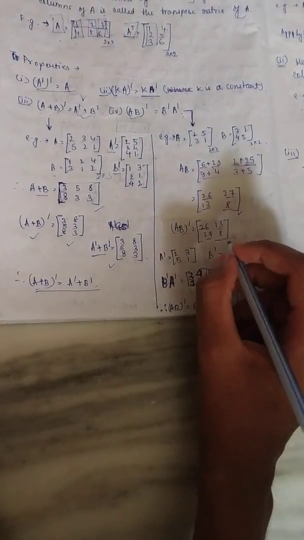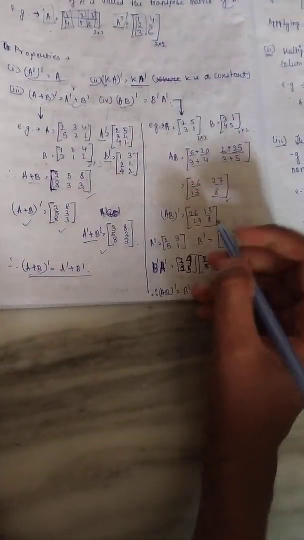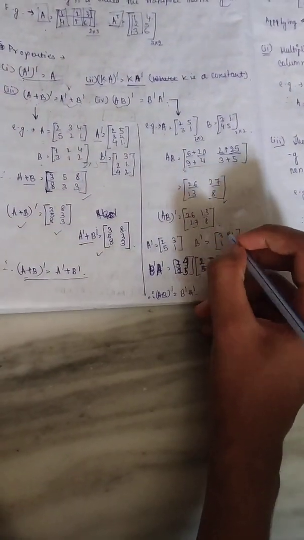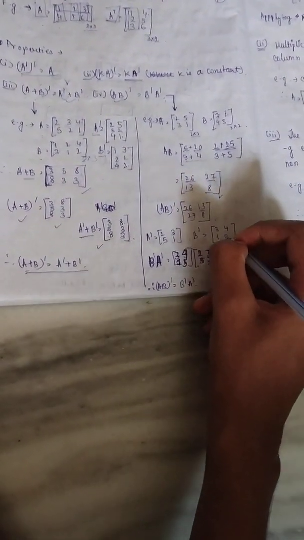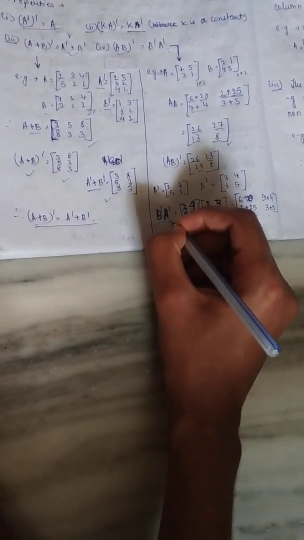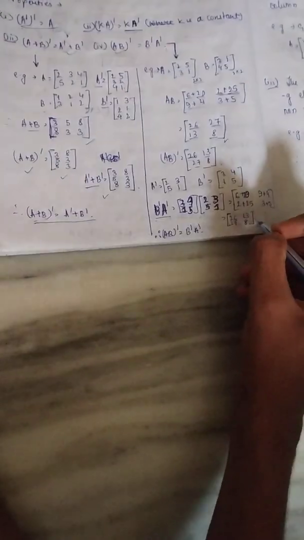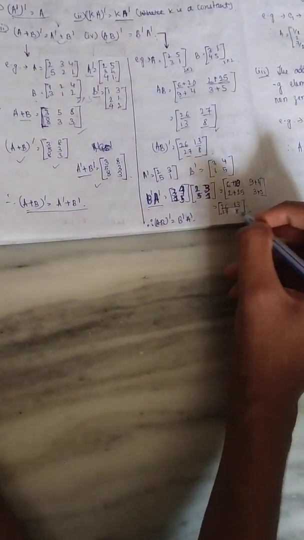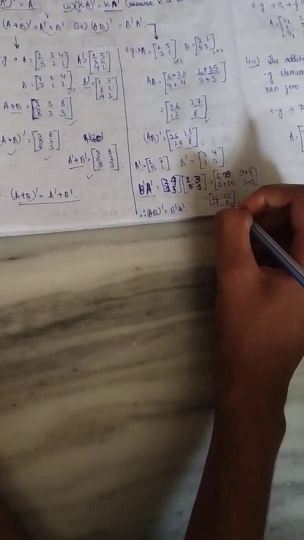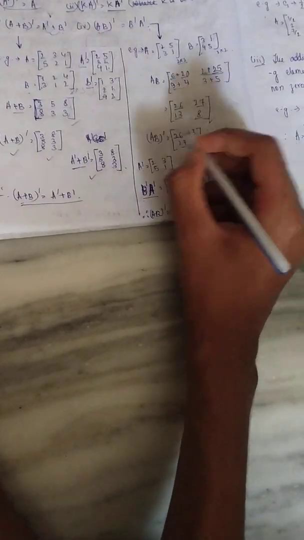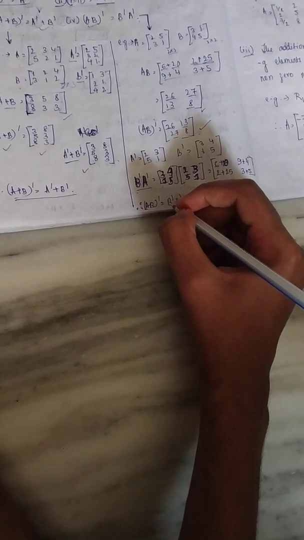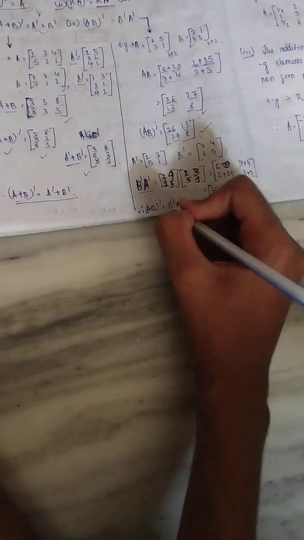Now if we transpose A and B separately, we get 2 3 in the first row, 5 1 in the second row, and 3 4 in the first row, 1 5 in the second row. Now if we multiply this, we get 26 13 in the first row and 27 18 in the second row, which is the same as this one, that is (AB) transpose. So we can conclude that (AB) transpose is equal to B transpose into A transpose.